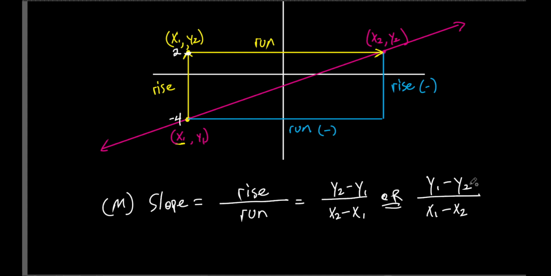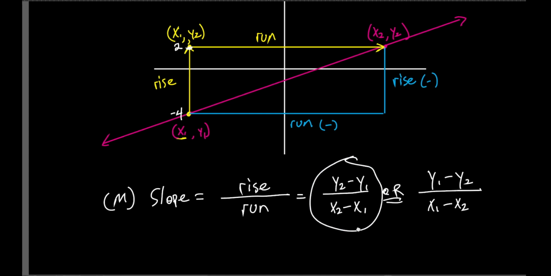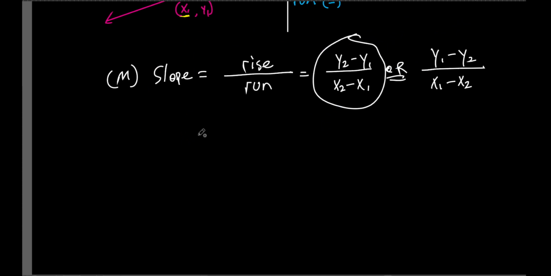So you subtract the y's, you put it on top, subtract the x's in the same order, and put them on the bottom. So if you go the second point minus the first point for the y's, you've got to go the second point minus the first point for the x's. You got it? This is the way the book will probably write it, right there. But it doesn't matter as long as you subtract them both in the same order. And that's your formula right there. It's in a circle. It's m equals y2 minus y1 over x2 minus x1.